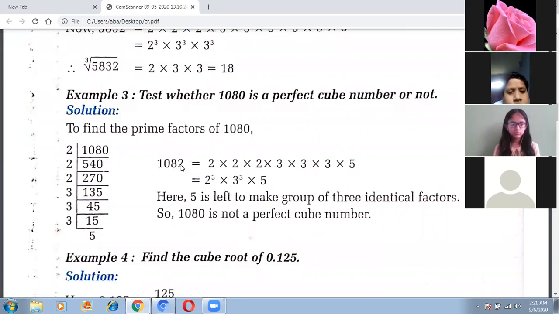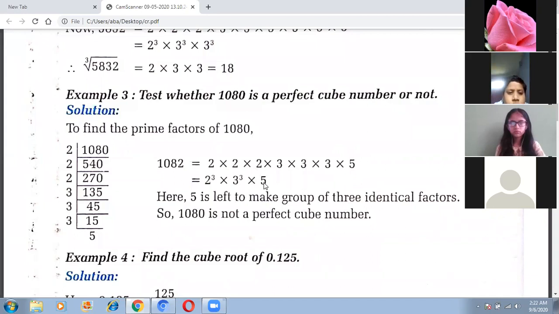Now what are the prime factors of 1080? Sir, here 8. In the book there is 1082. All of you make it 1080. 1080 equal to 2 into 2 into 2 into 3 into 3 into 3 into 5. Now, here also you can group the 3 identical numbers. 2 into 2 into 2, 2 cube. 3 into 3 into 3, 3 cube. And 5 is left.